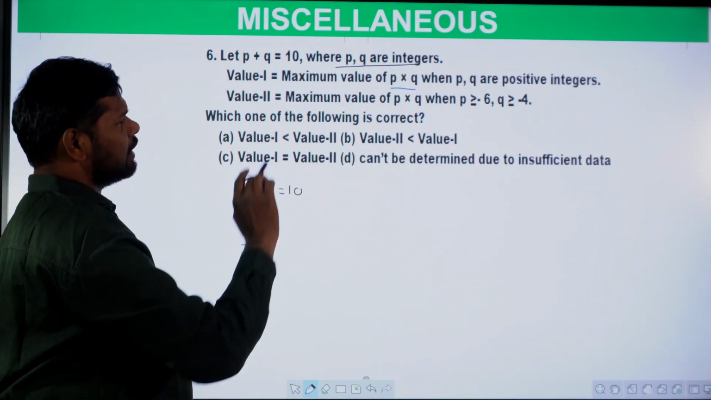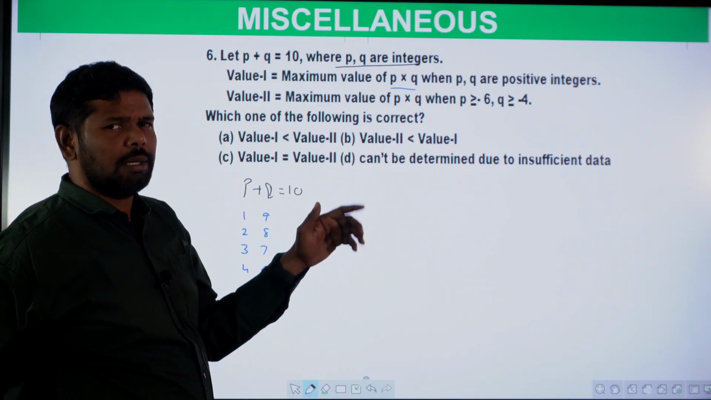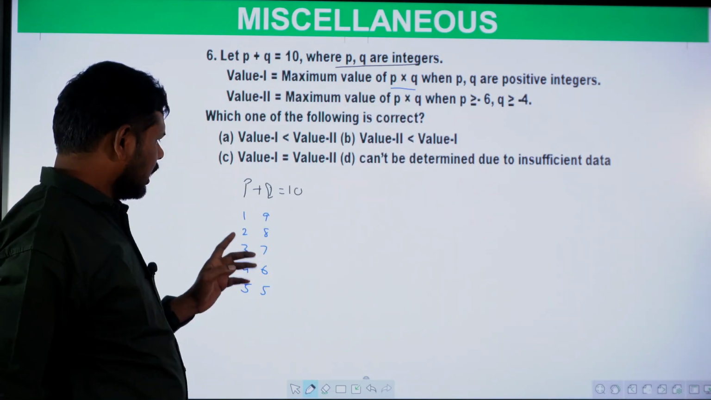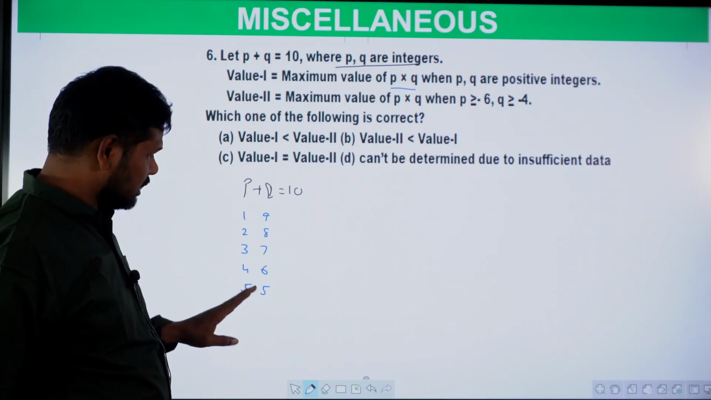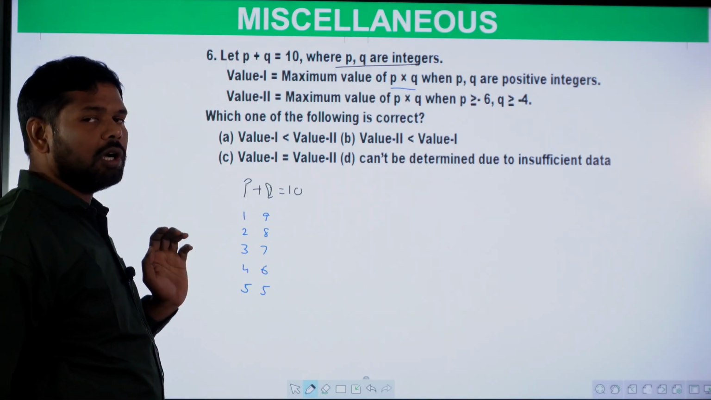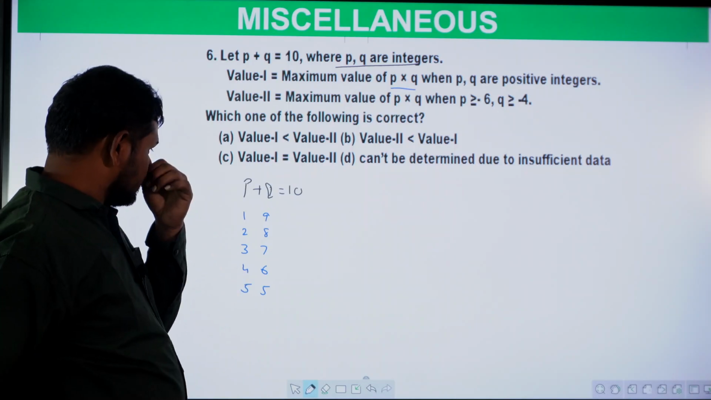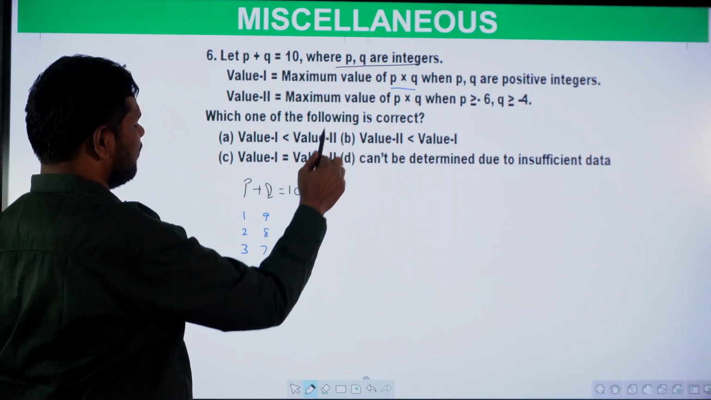P, Q are positive integers. Maybe they are equal, maybe they are not equal. And not only in this case, 9, 1, 8, 2, 7, 3, 6, 4. Those are also possibilities here. I write all the different possibilities. So equal is also a chance. What if they get the maximum value?